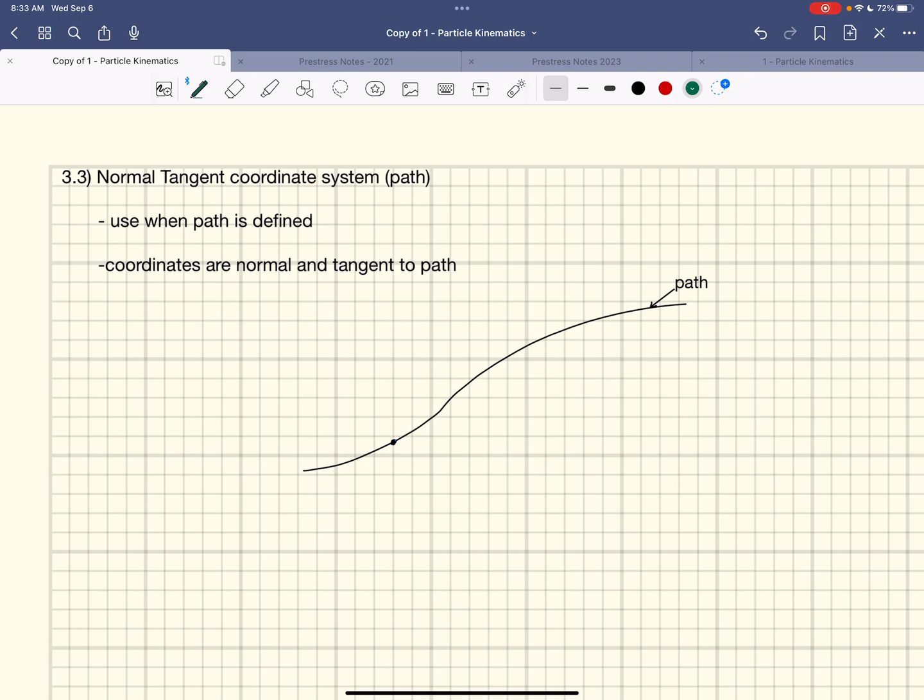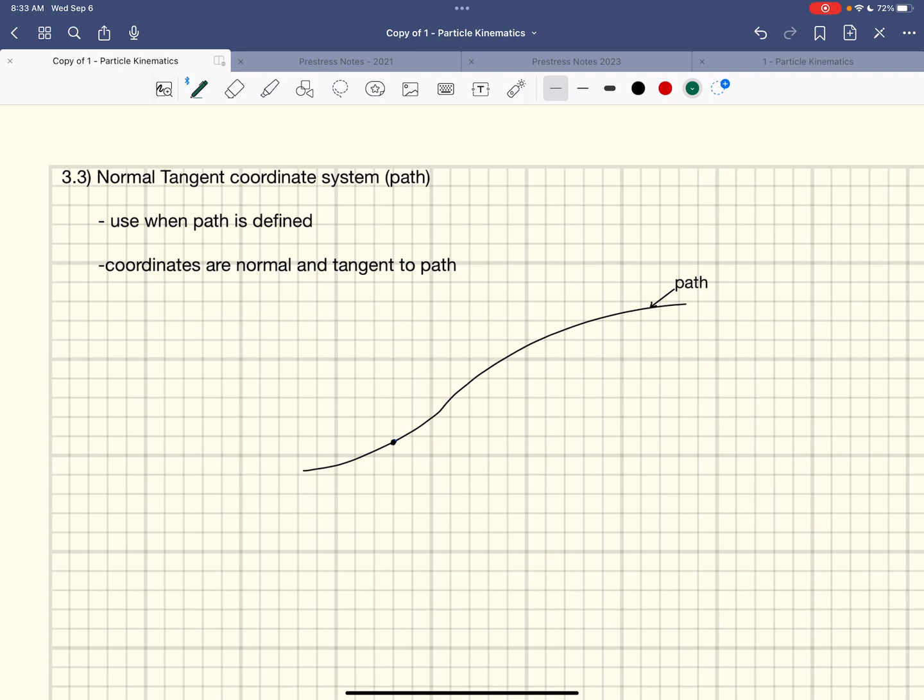The normal tangent coordinate system we're going to cover is very similar to polar coordinates. In fact, I've often thought of just cutting normal tangent out because it is so similar, but they are slightly different, and the university wants me to cover both of them, so we're going to cover both. Okay. Normal tangent coordinate system, or path coordinate system. It's sometimes best to use when the path is clearly defined, something traveling along a road or in a circle. The coordinates are, as the name implies, normal and tangent to the path.